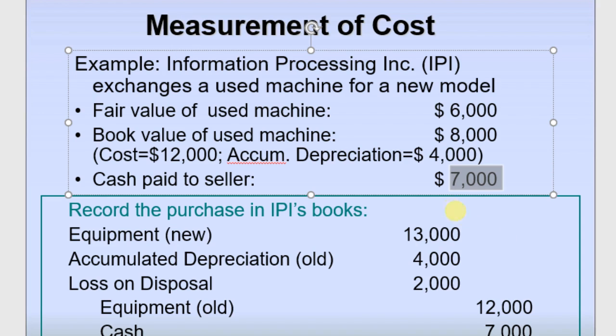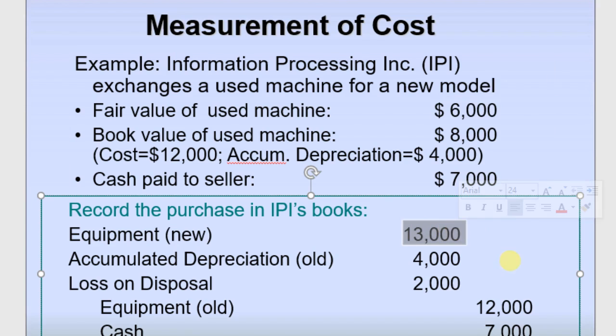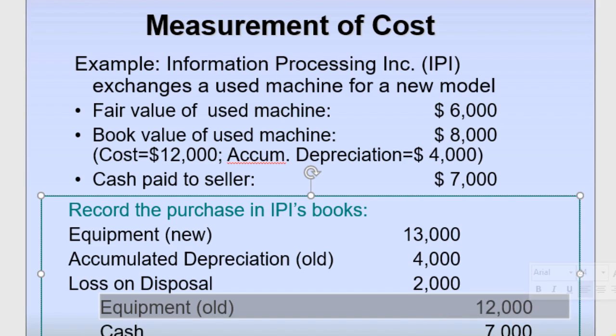Here's what we're doing. We're giving up two things to get this new equipment. We're giving up old equipment worth $6,000, and we're giving up cash of $7,000. When we add those together, we're getting $13,000. And as you may recall from your Introduction to Accounting course, when you dispose of an asset, you need to credit out the historical cost of the asset. So there's our credit of 12.